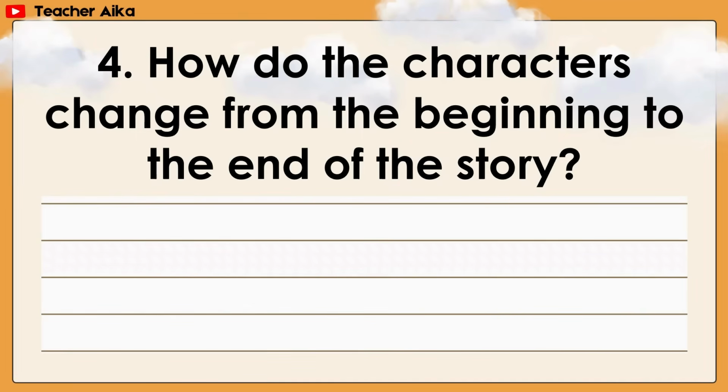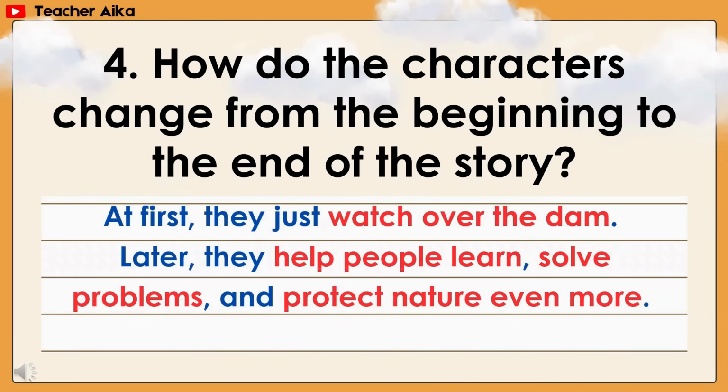Number 4. How do the characters change from the beginning to the end of the story? Answer. At first, they just watch over the dam. Later, they help people learn, solve problems, and protect nature even more.